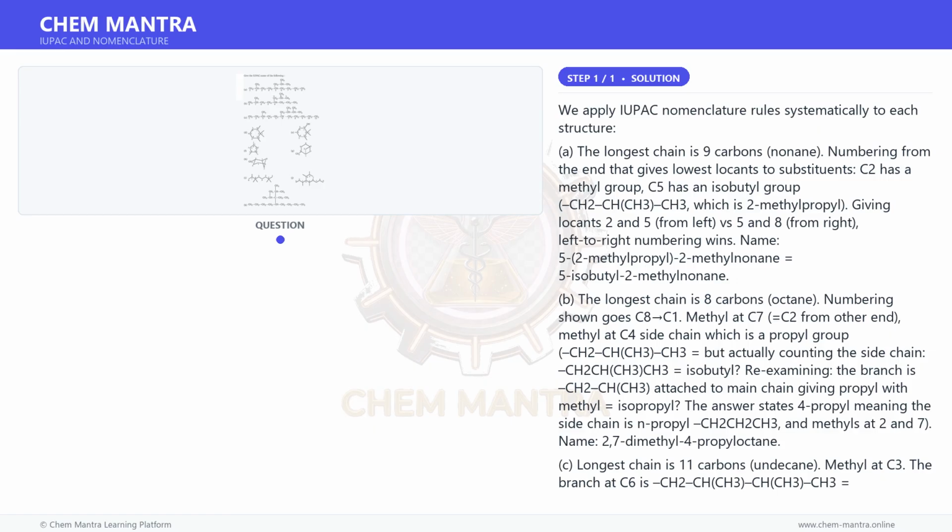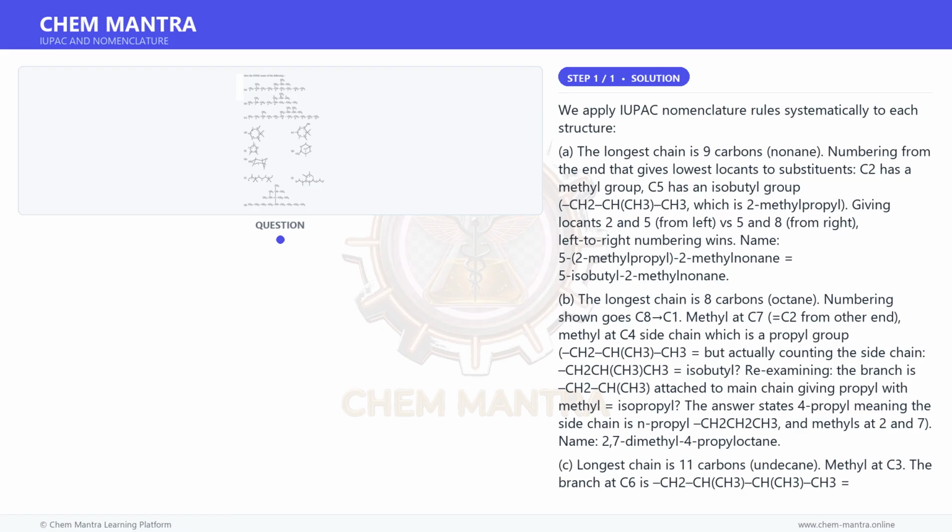G. Bicyclo[3.1.1]heptane skeleton, 7 carbons, bridges of 3, 1, 1 carbons between bridgeheads. Methyl substituent at C2. Name: 2-methylbicyclo[3.1.1]heptane. H. Same bicyclo[3.1.1]heptane skeleton with methyl at C2 but drawing differently. Name: 2-methylbicyclo[3.1.1]heptane.